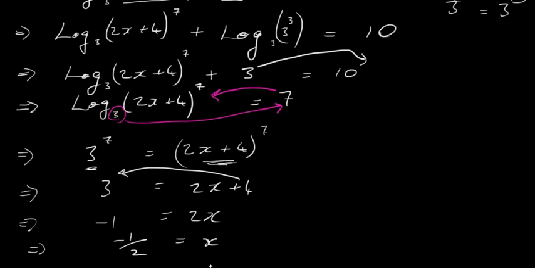Okay, that was a long process just to get to this value of x here: x is equal to minus a half. But we used a number of laws of logs there, and even one or two laws of indices. Okay, so that's it for logs.